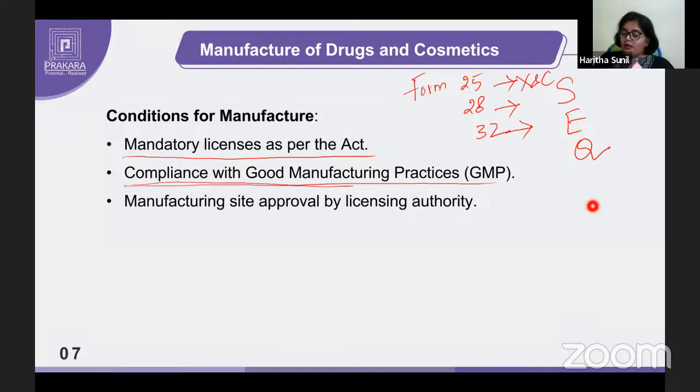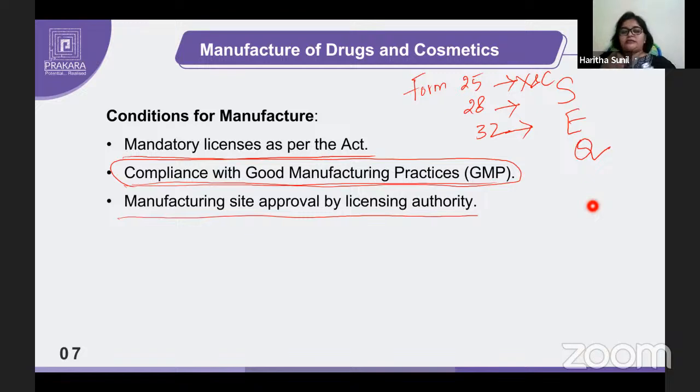That is nothing but they are going to check whether they are on par with the good manufacturing practices or not. And then manufacturer site approval by licensing authority. So whenever you apply for the manufacturing of either drugs or cosmetics, there will be an inspection, and after the inspection only the approval will be given.